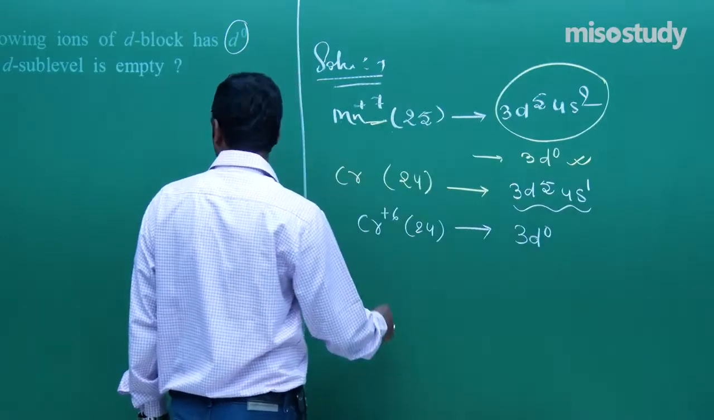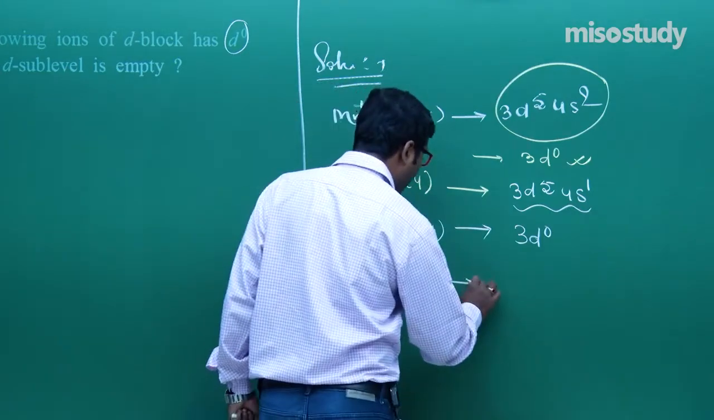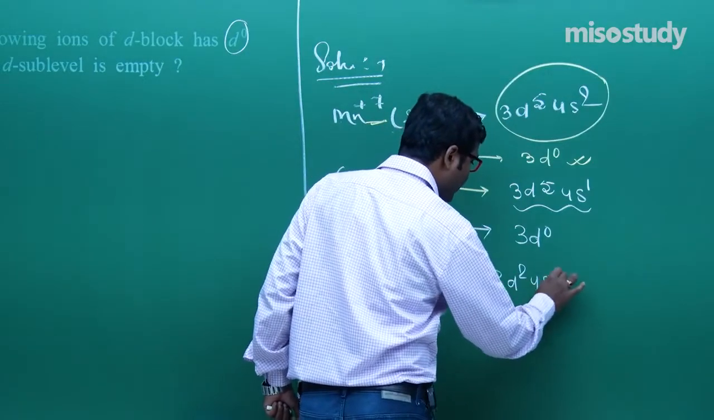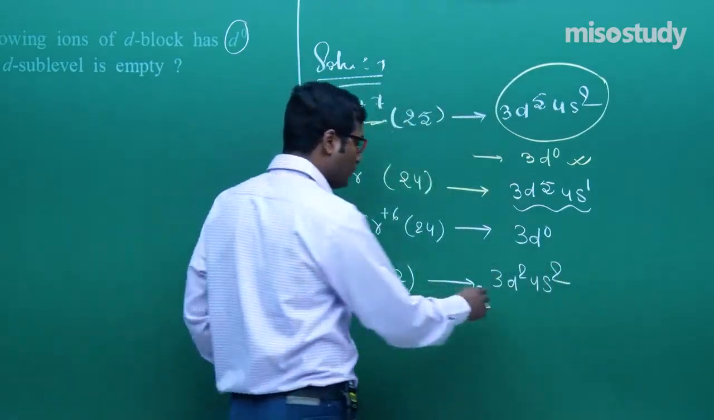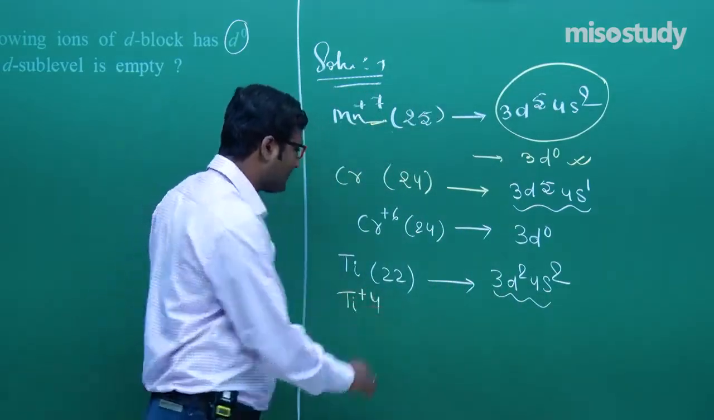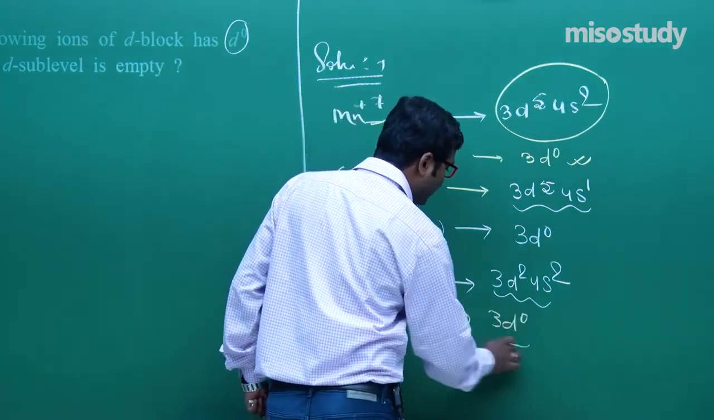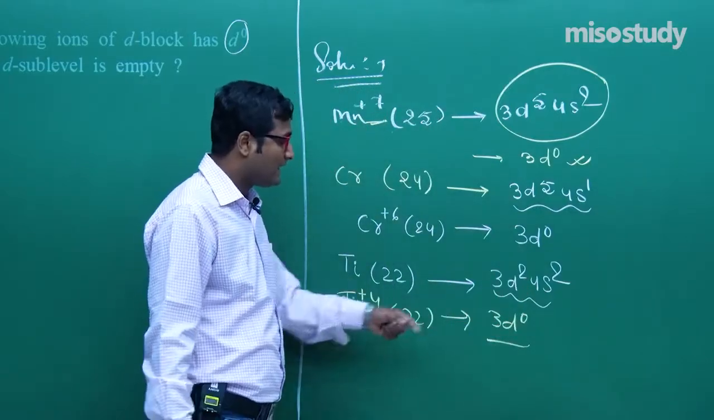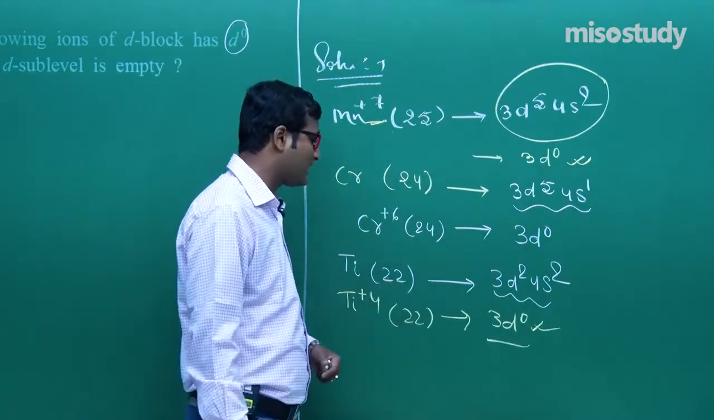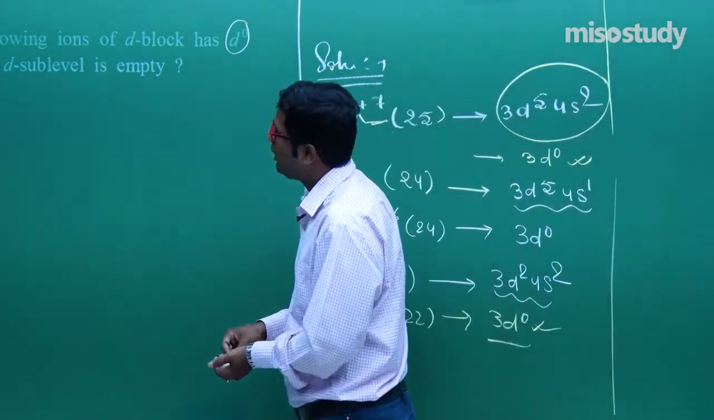If I talk about titanium, as we know the atomic number of titanium is 22, and what is the electronic configuration? That is 3d2 4s2, outermost electronic configuration. Clear? And here titanium is in +4 oxidation state. If titanium is in +4 oxidation state, then what will happen? After losing 4 electrons, the electronic configuration is 3d0.